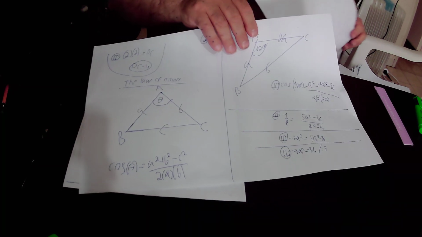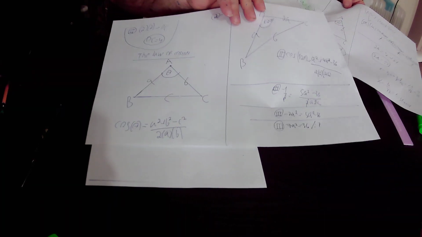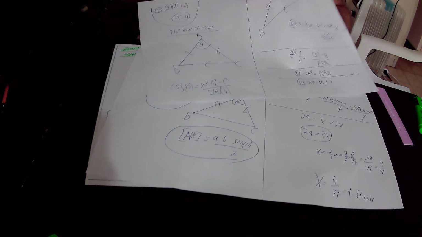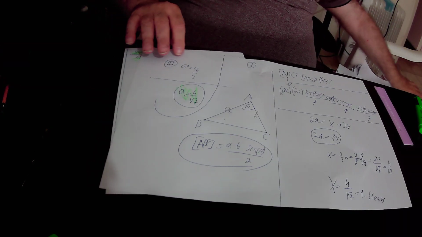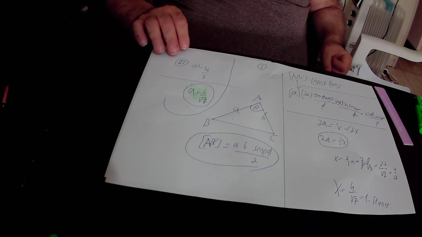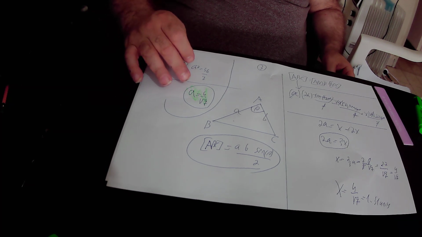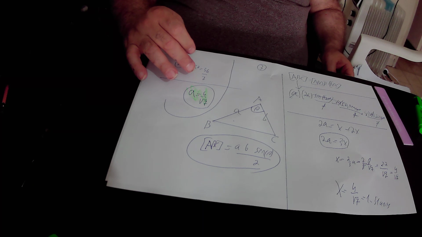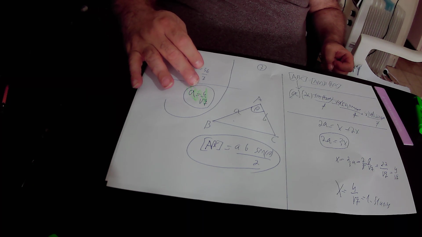Okay, and then we divided equation number 3 by 7, and we found out that A squared equals 36 over 7. We took the square root of this equation, and we found out that A equals the square root of 36, which is 6, so A equals 6 over square root of 7 units.